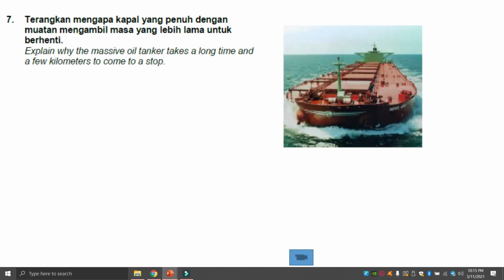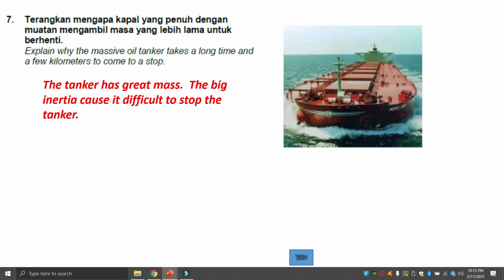And then for this one, you have to explain why the massive oil tanker takes a long time and a few kilometers to come to a stop.